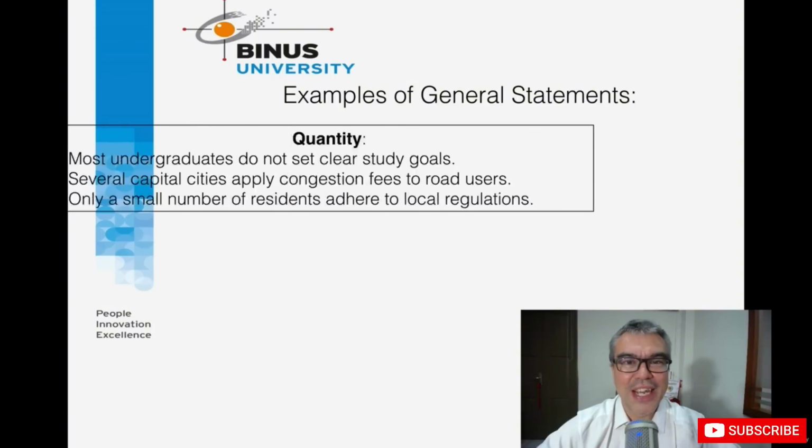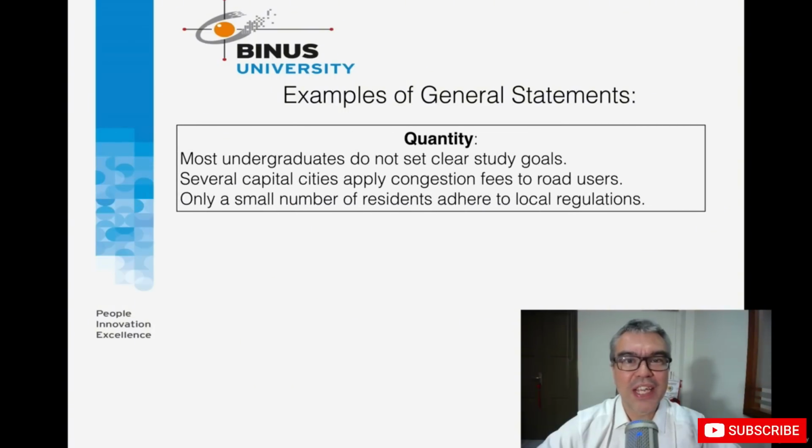So these 3 examples are generalizing in terms of quantity. Most graduates do not set clear study goals. Several capital cities apply congestion fees to road users. Only a small number of residents adhere to local regulations.